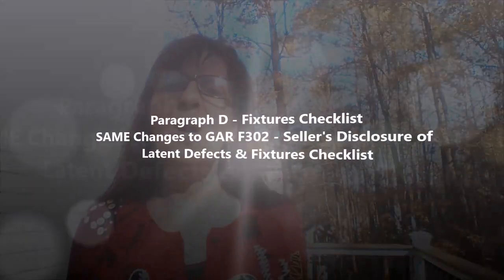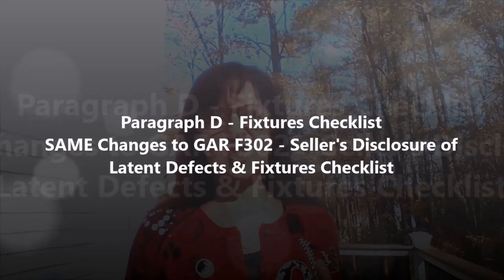And then continuing on under the fixtures checklist section, this change GAR also made consistent with the shorter form F302, the seller's disclosure of latent defects and fixtures checklist. They have separated out all that information. There was a huge paragraph to the buyer and the seller regarding the fixtures checklist and what was staying and what was going, and so forth. So GAR has just separated out those paragraphs to make it a little bit easier to understand, and they've modified the language just a little bit for clarification for our public buyers and sellers.